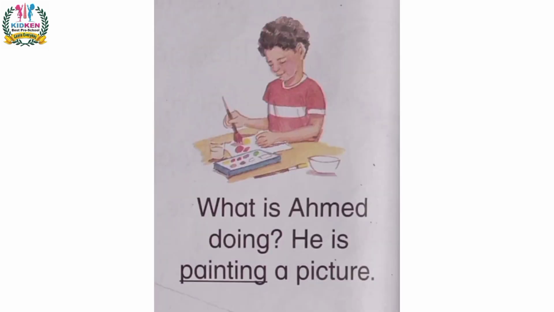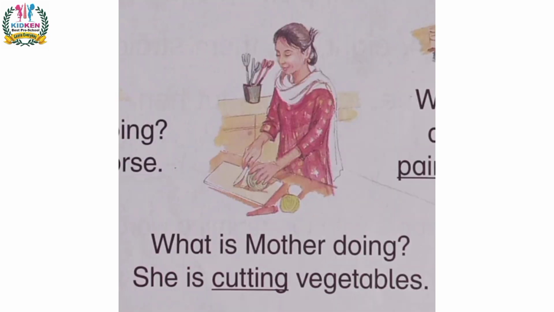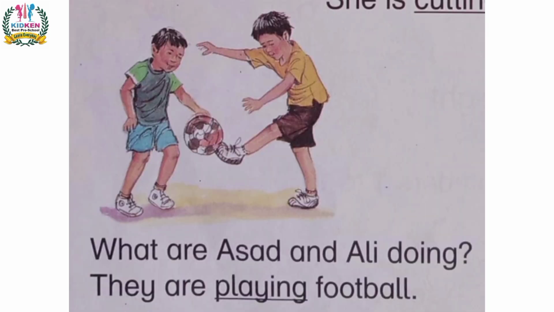What is Ahmed doing? अहमद क्या कर रहा है? He is painting a picture. वो तस्वीर बना रहा है. What is mother doing? मदर क्या कर रही हैं? She is cutting vegetables. वो vegetables काट रही हैं. What are Asad and Ali doing? असद और अली क्या कर रहे हैं? They are playing football. वो फुटबॉल खेल रहे हैं.